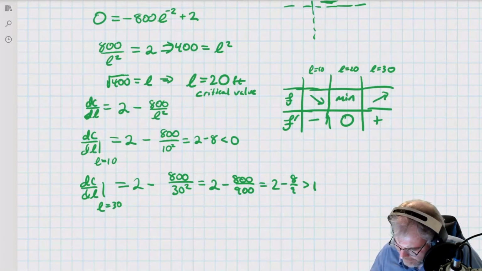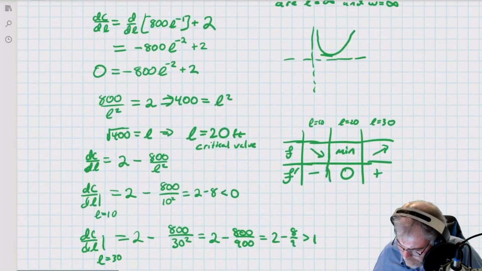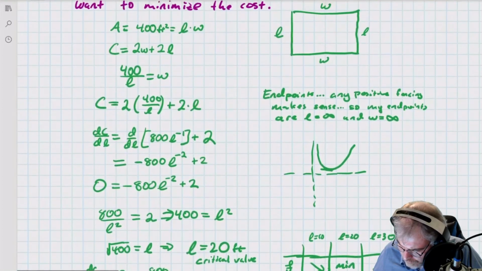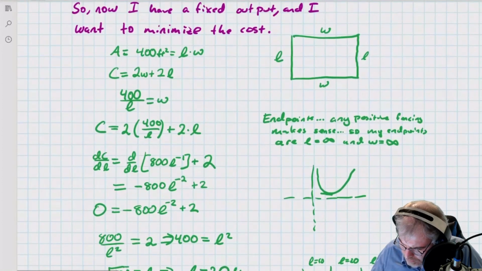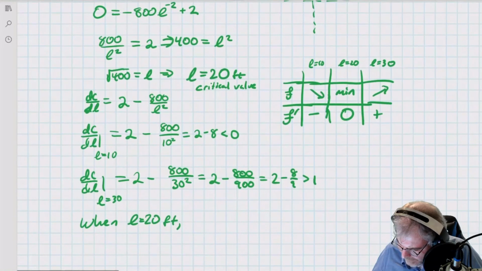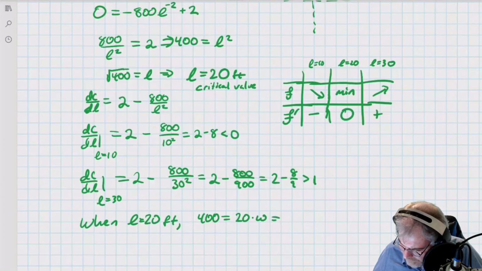Well, okay, now I solve for the other one. When L equals 20 feet, this is the one I have. So 400 equals 20 times W, which implies that W equals 20 feet.